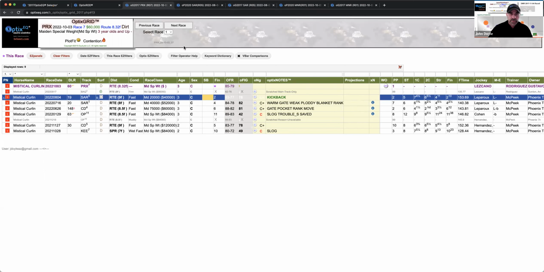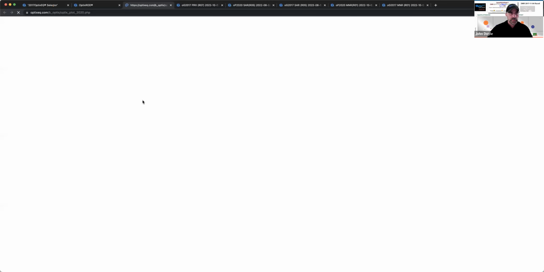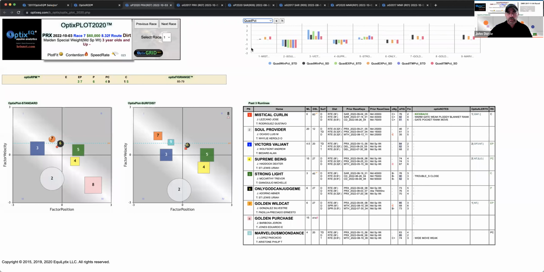So Mystical Curlin, at 6-1, anywhere near that, I'd be betting him. But I would even take 4-1 on this kind of horse. Let's look at the plot on this horse. I think let's bring the plot up too. The plot is a Q1. Circle Q1 square, Q2 square on surface distance. If you look at the quad percentage, kind of neutral. So no negative, no positive.